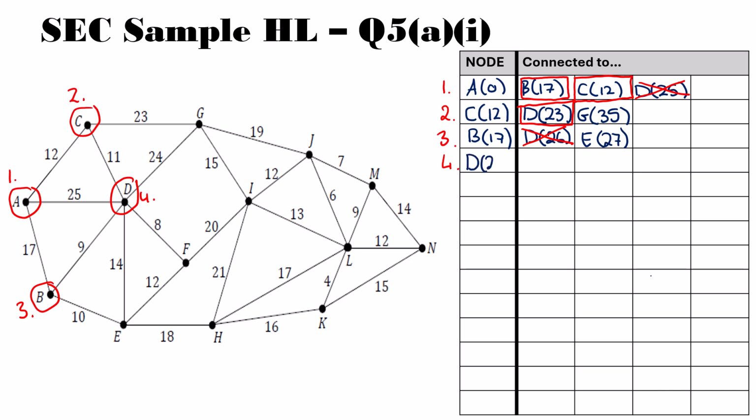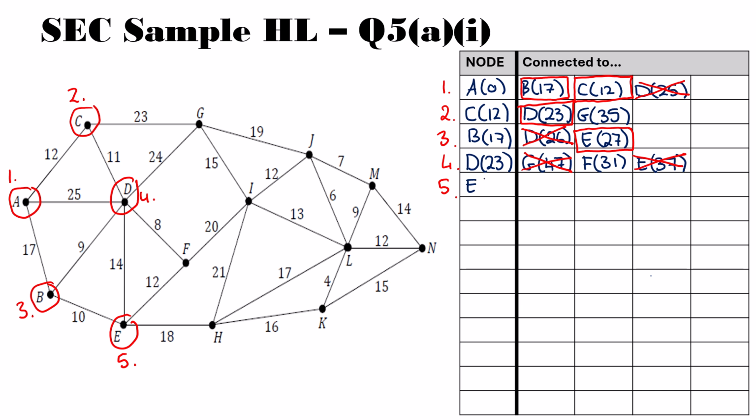So D is 23. D is connected to G, which is 24, so that's 47, and F, which is 8, which is 31, and E, which is 14, which is 37. We now have duplicates for G, so let's get rid of the bigger one, and for E, let's get rid of the bigger one there too. So the smallest working value we have is E, so E gets locked in as node 5.